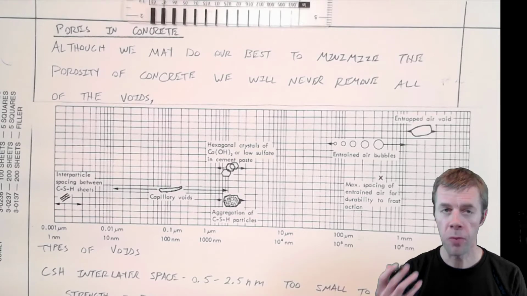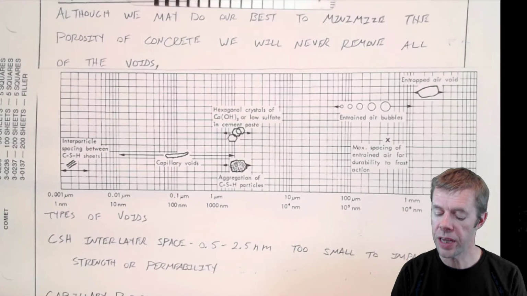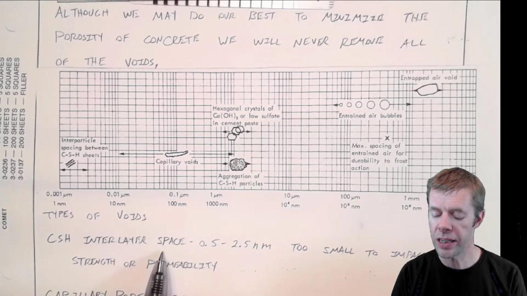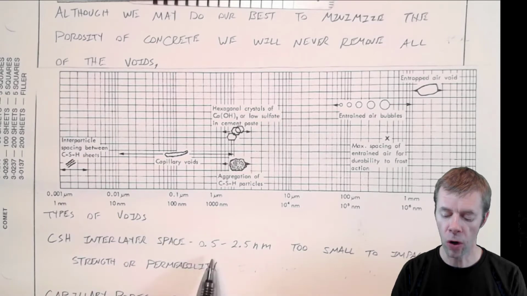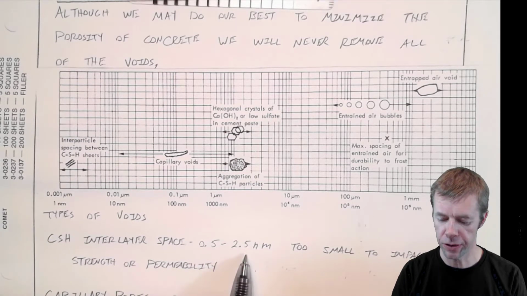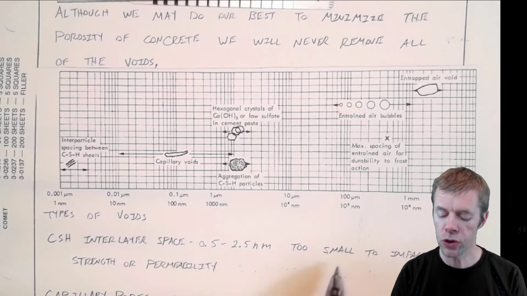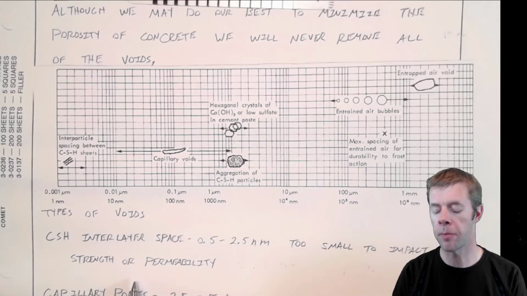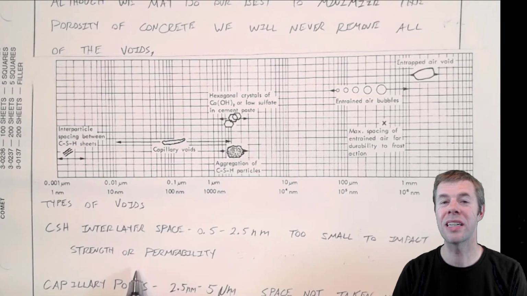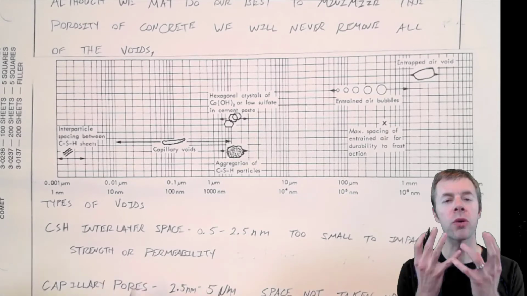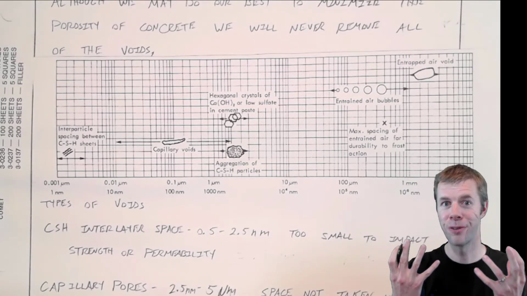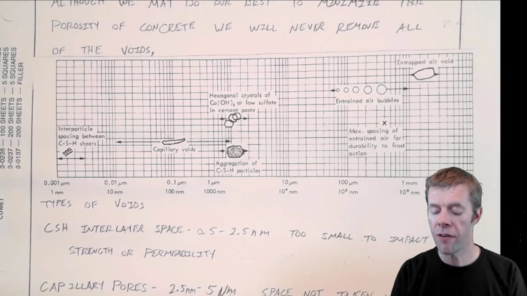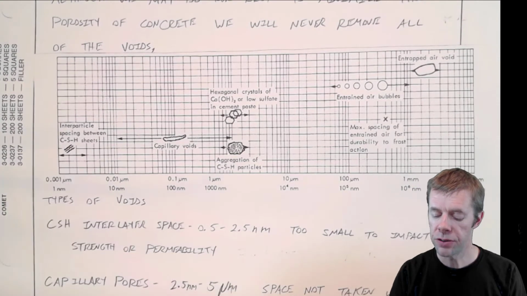So let's start out with the smallest pores, something people call CSH interlayer space. Now these are the space in between the layers. These sizes are between 0.5 and 2.5 nanometers. They are too small to have a significant impact on the strength or permeability. And they're always there. They're what typically grows when the CSH comes together. They're just part of it, and they fall here.